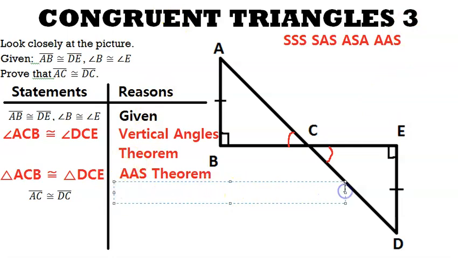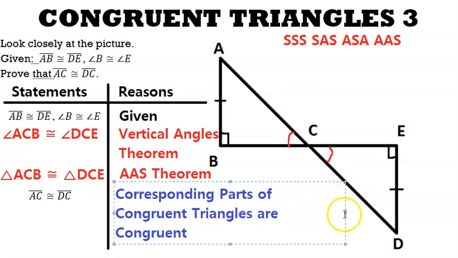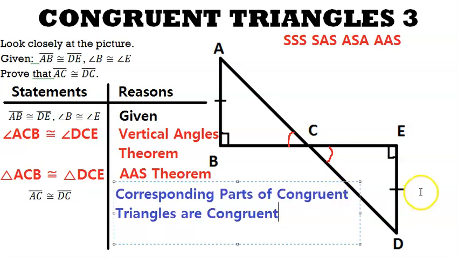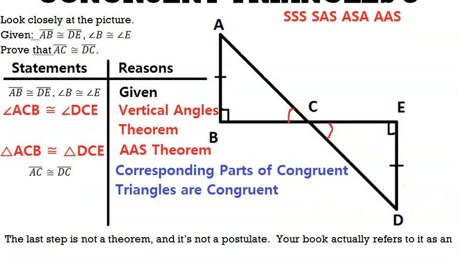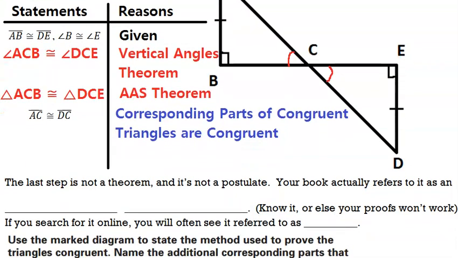I'm going to have you write it once, and then I'm not going to have you write it again. Corresponding parts of congruent triangles are congruent. Now, that's kind of wordy. I get it. It may take you a second to write it down, and that's okay with me. Corresponding parts of congruent triangles are congruent.